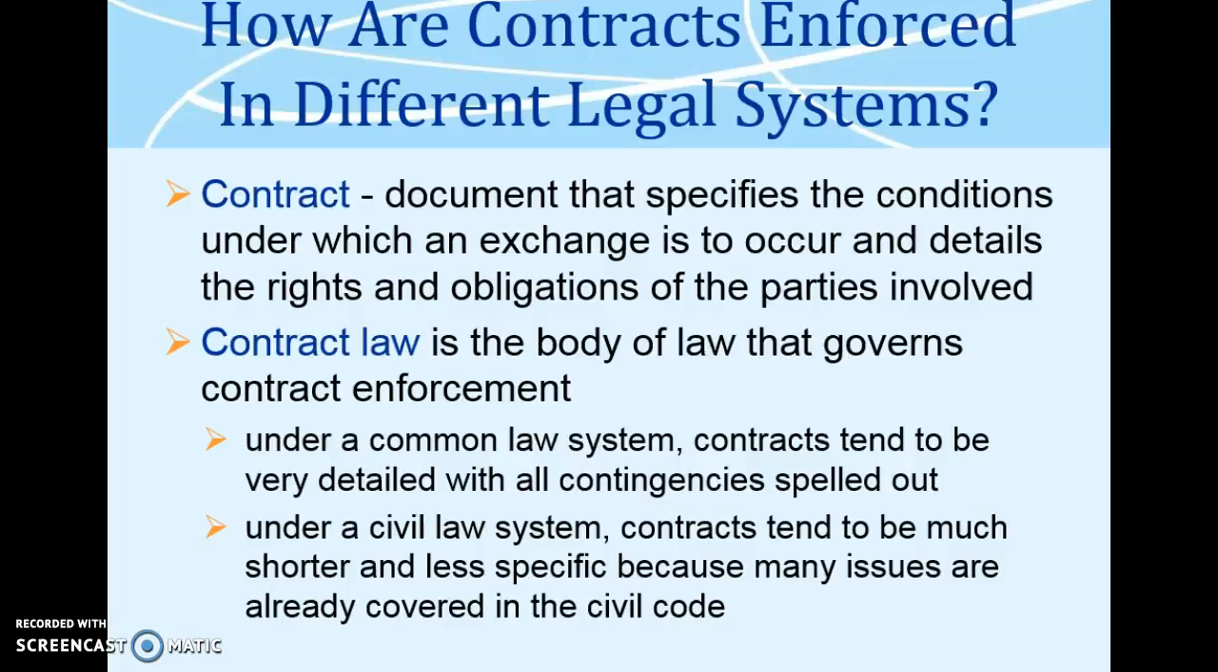Under a common law system, contracts tend to be very detailed, with all contingencies spelled out. Under a civil law system, contracts tend to be much shorter and less specific because many issues are already covered in the civil code.